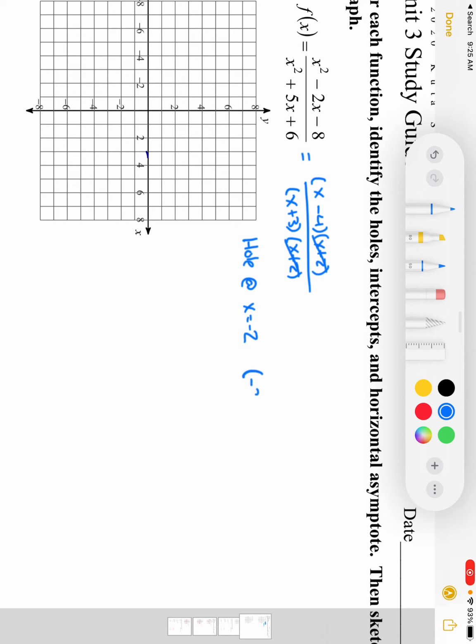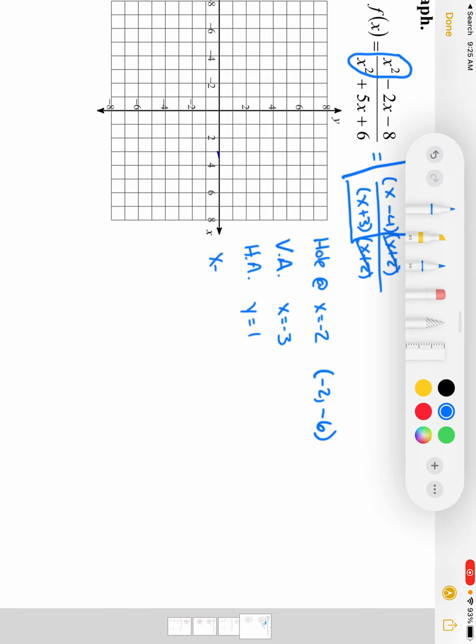The actual coordinate is -2, and you go back and substitute -2 into this remaining function. If we substitute in -2, we get -6 divided by +1, which is -6. And so then we have a vertical asymptote at x = -3. We have a horizontal asymptote of y = 1 because the ratio of these leading coefficients is 1.